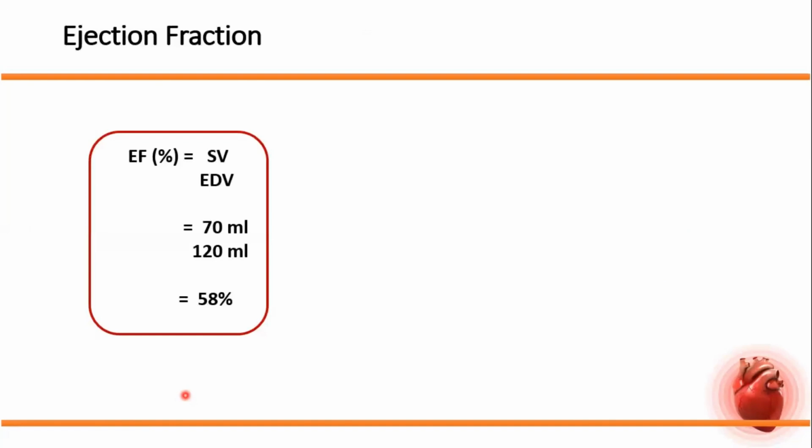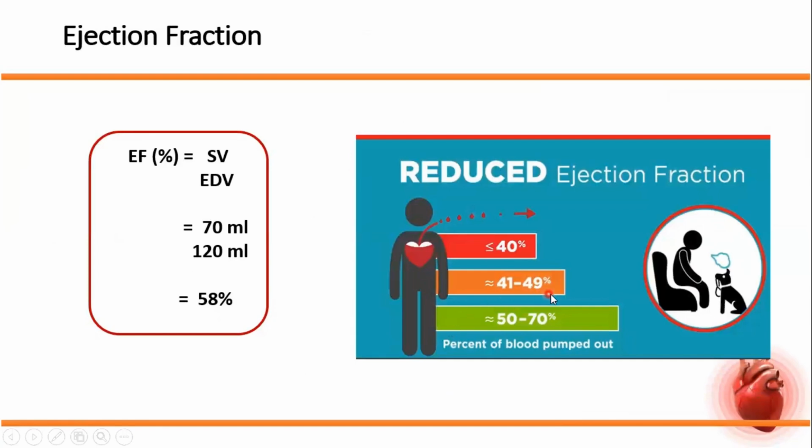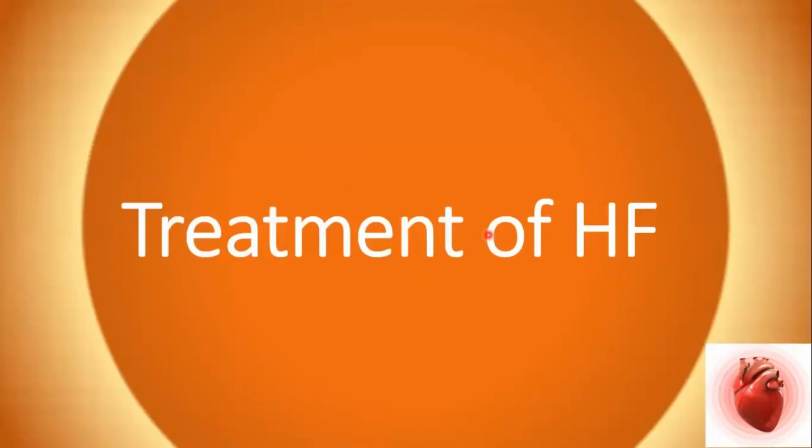So come to the important question. What is ejection fraction? Ejection fraction is SV divided by EDV. That means 70 ml divided by 120 ml. That comes to 58%. So normal ejection fraction is somewhere between 50% to 70%. If your ejection fraction reduces to less than 40%, it leads to HFrEF, that is heart failure with reduced ejection fraction. What are the different treatment options for heart failure?